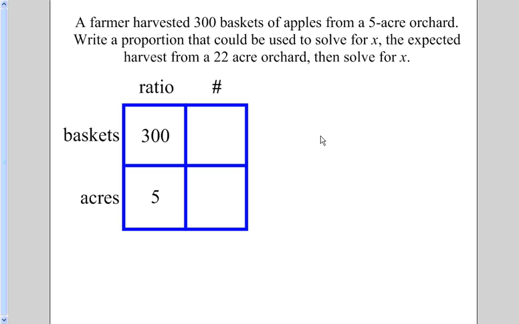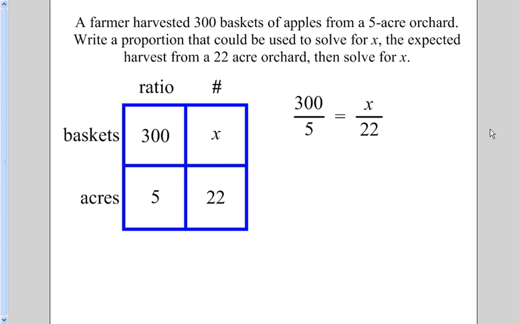And then it asks us to write a proportion that can be used to solve for x, the expected harvest from a 22-acre orchard, and then to solve for x. Using the proportion table like this helps us to see how things are organized. And from here, we can write the proportion. 300 over 5 equals x over 22.